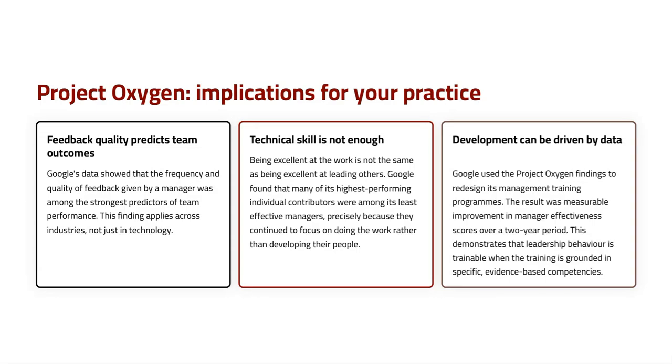Project Oxygen reveals some powerful insights for how we approach leadership. One of the key takeaways is that feedback quality strongly predicts team outcomes. Google's data showed that how often and how well a manager gives feedback is one of the best indicators of their team's performance, and this holds true across all industries.